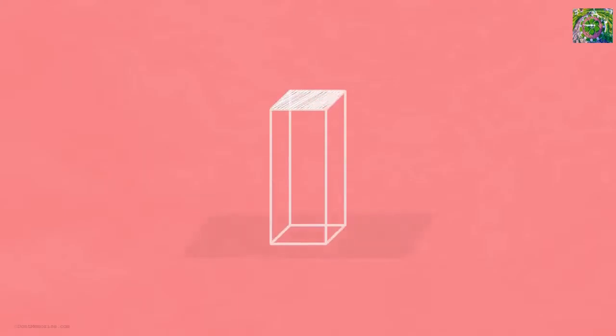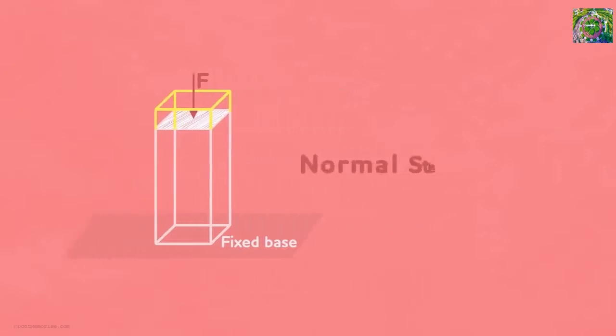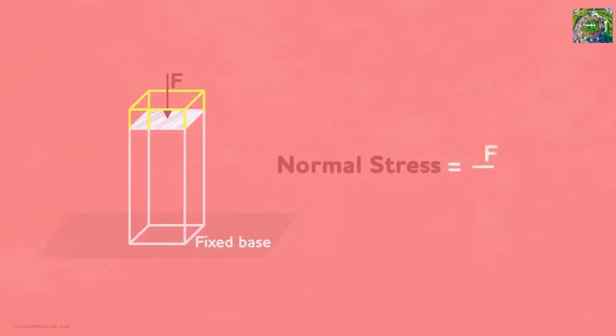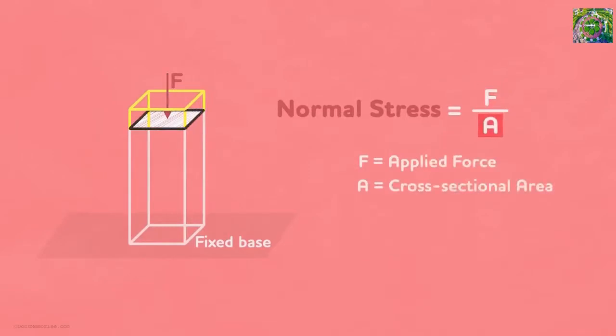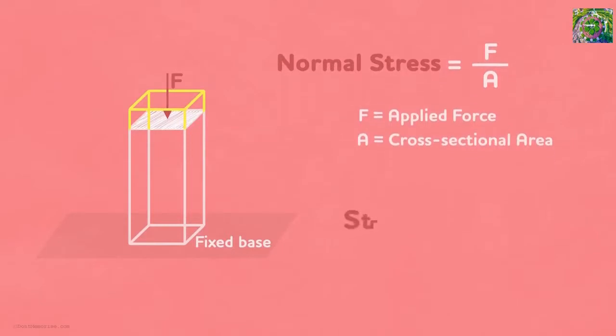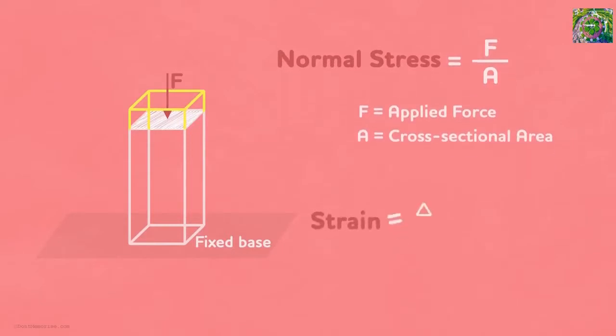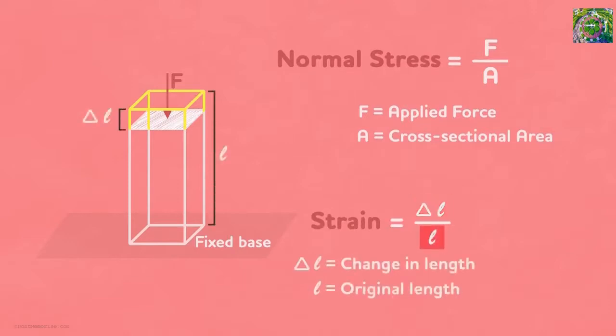Here's a beam and assume that it's fixed at its base. If we apply normal force to this cross-sectional area, then we know that the stress experienced by the beam will be normal stress, which is simply given by F over A, where F is the applied force and A is this cross-sectional area. This will result in a normal strain in the beam, which is given by delta L over L, where delta L is the change in length and L is the original length.